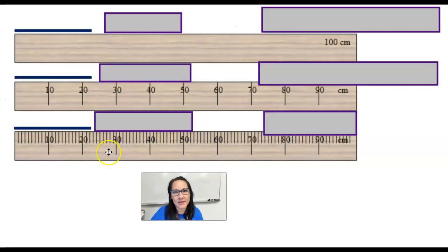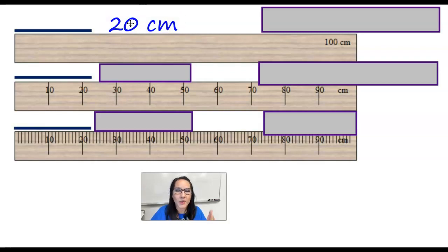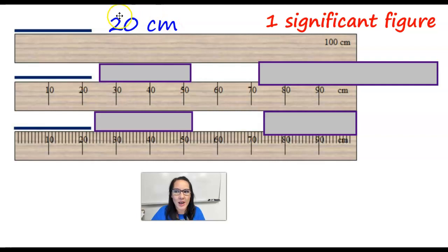If I were to look at these example rulers, notice the first ruler, I have no markings between 0 and 100. So I am basically estimating right off the bat that maybe this is about 20 centimeters in length. So my significant figures are everything that I know precisely plus one estimated or guessed digit. So since the 2 in my 20 is already my guessed digit, there is only one significant figure in this number, and that would be the 2.